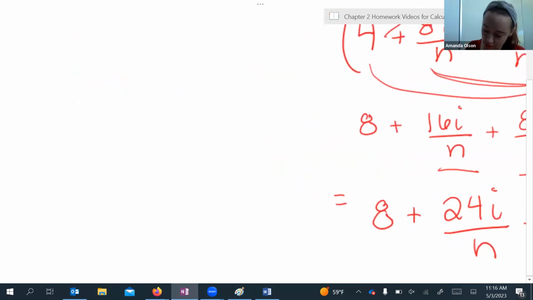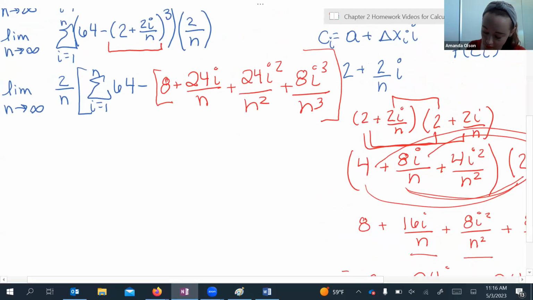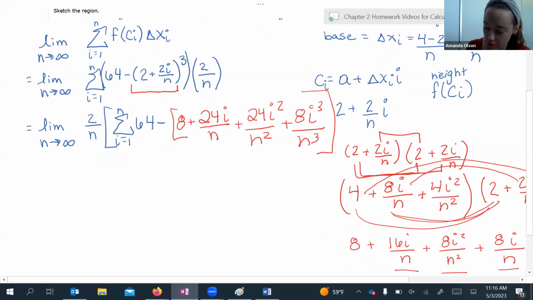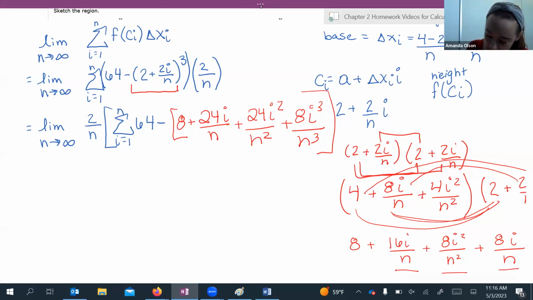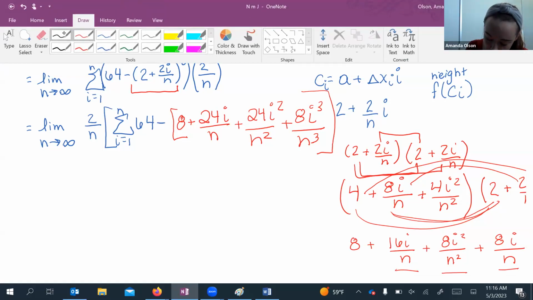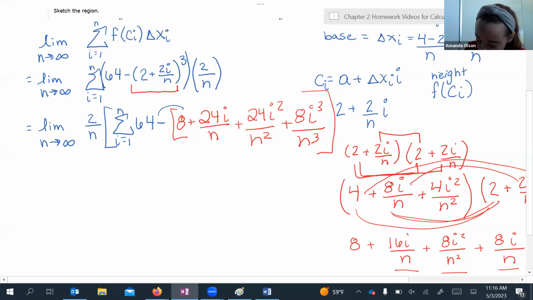Okay, let's kind of zoom in there. Lots of room for lots of opportunity for algebra error and arithmetic error. So hopefully you're following along and hopefully catching me if I make any mistakes, because that's bound to happen, even though I wish it didn't.